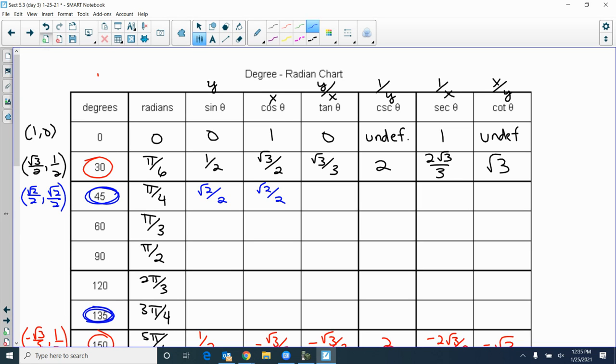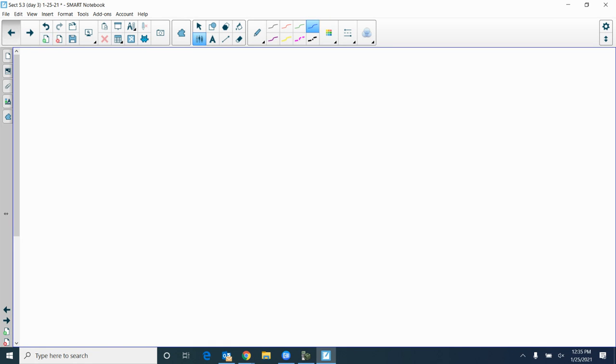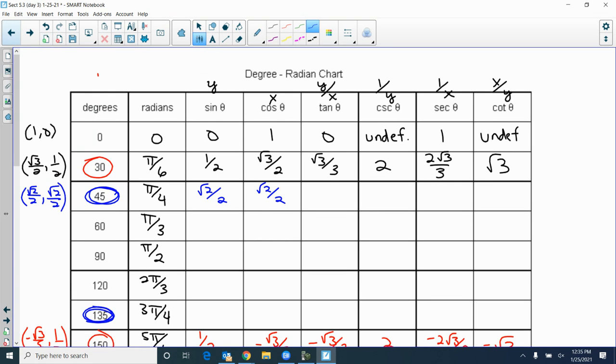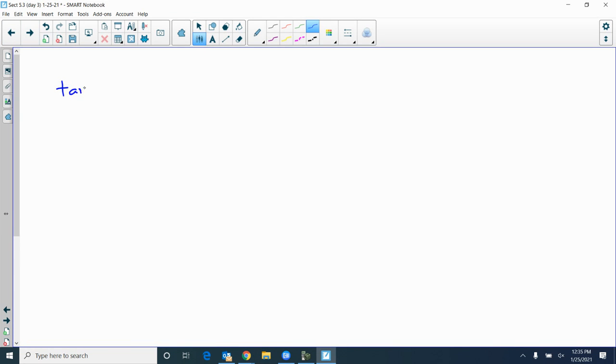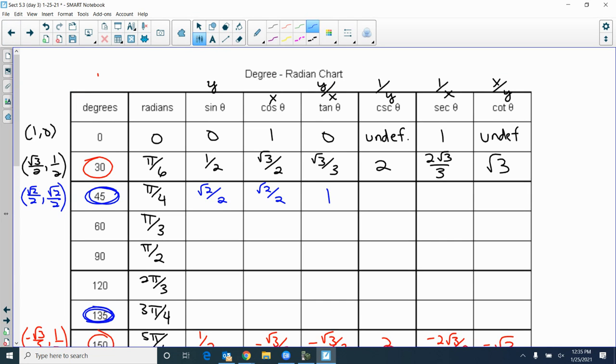Now, you are taking y divided by x. Don't make this hard. Tangent 45 equals y over x, which is radical 2 over 2 divided by radical 2 over 2. Well, anything divided by itself is just what? 1. Now, if you go through the work and you don't see it right away, you should get everything canceling, but regardless, you should get 1. So that's 1.